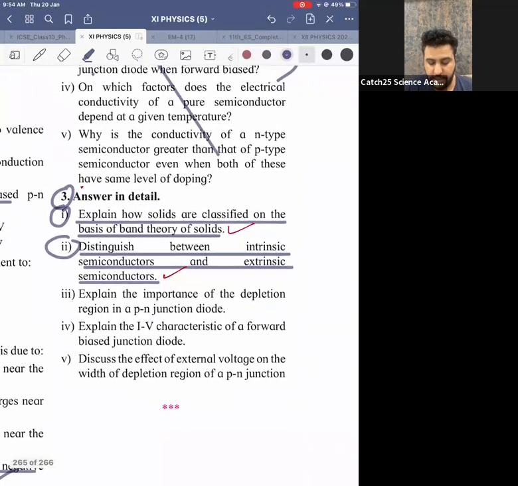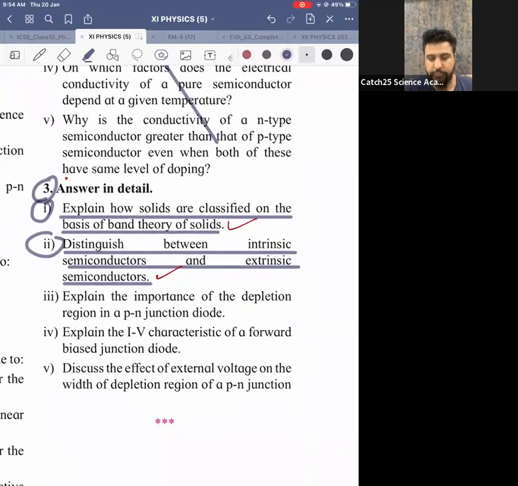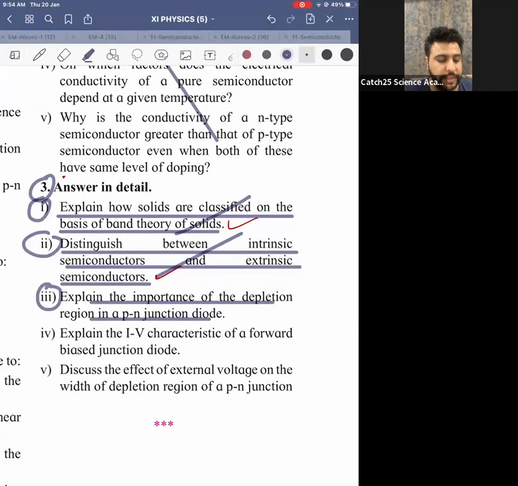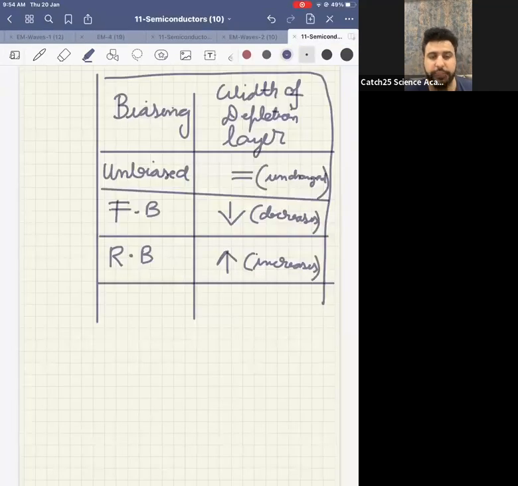Now look at the third one. See here. See the third one. In that first one we have done, second one we have done. Look at the third one. Explain the importance of depletion region in a PN junction diode, which we have already done right now. What is the importance of depletion region in a PN junction diode? This is the question. This is the answer.